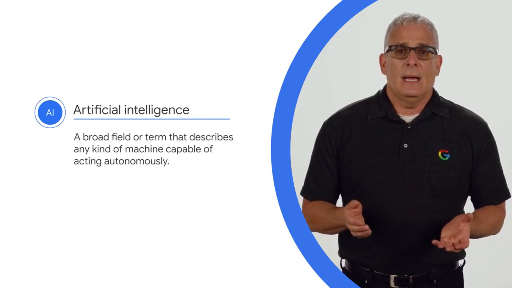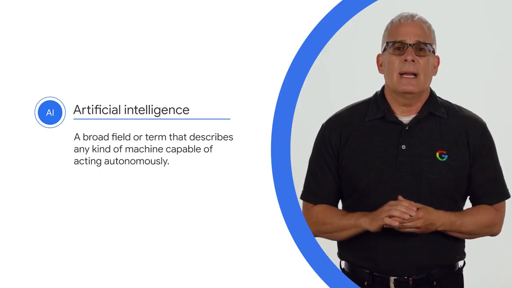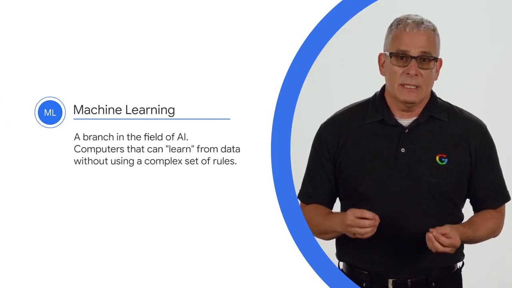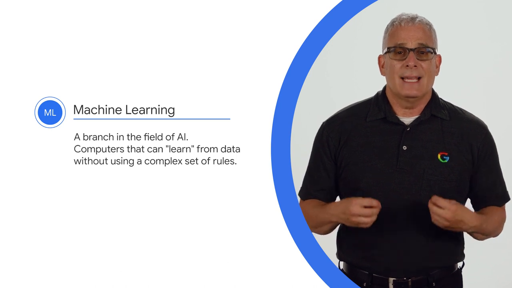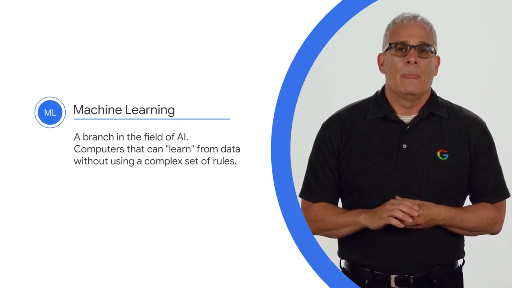Artificial intelligence, or AI, is a broad field or term that describes any kind of machine capable of acting autonomously. Machine learning, or ML, is a specific branch within that field. Specifically, ML refers to computers that can learn from data without using a complex set of rules. Machine learning solves many kinds of problems. For the purposes of this course, we'll focus on a definition of ML that applies to numerical or classification problem types. I'll use this ML definition to guide your learning throughout the module.